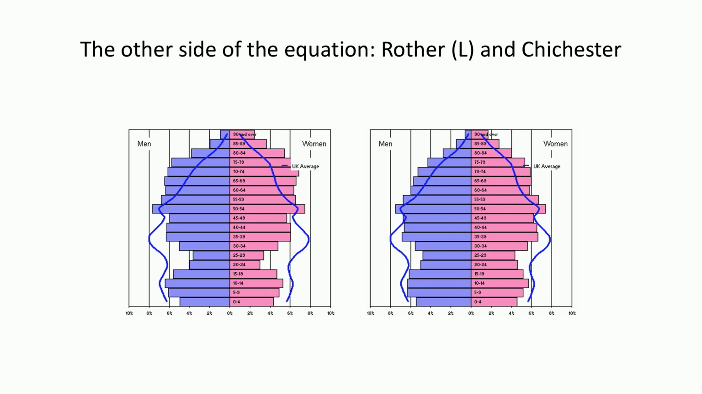But the equation has to balance. And this, on the other side of the equation, is Rother, the Rother Valley. And what you can see here is large numbers of older people, some children, but the younger people are missing because they've gone off to the city. And the same would be true, for example, in Chichester. So what you see is a very significantly different age structure in different parts of the country.